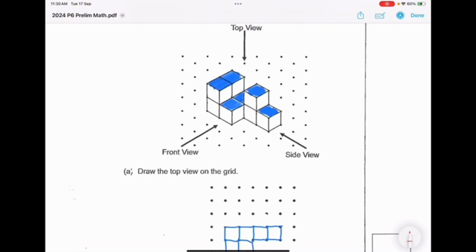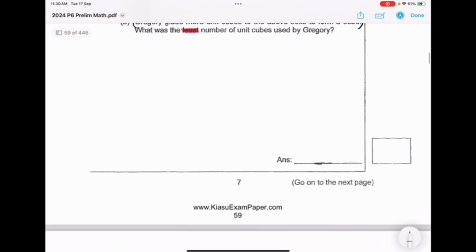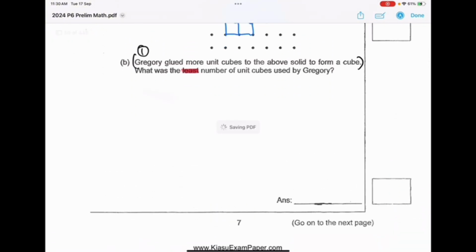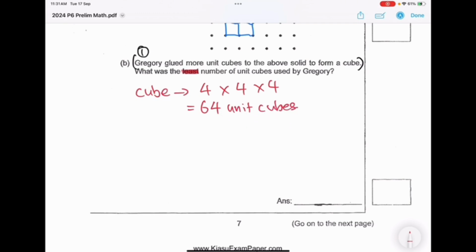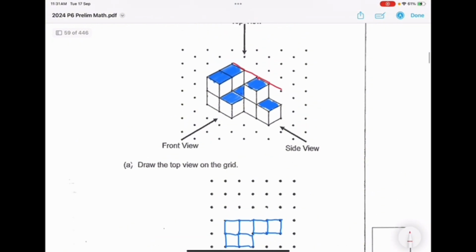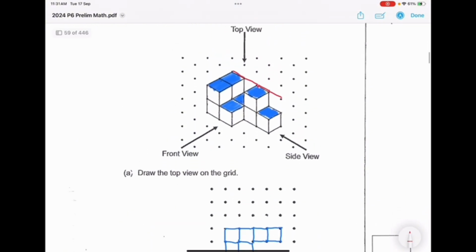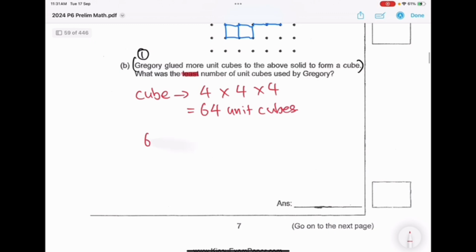Looking at the figure, I can see that the longest length currently is this one over here, being 4 unit cubes long. So I know that my cube will definitely be 4 by 4 by 4 unit cubes, and that will give me a total of 64 unit cubes. Knowing that my cube requires 64 unit cubes, what I can do is just subtract the existing 9 unit cubes and get my answer. So that would just be 64 minus 9, and that would give me 55. And this is your answer for question number 27, part B.